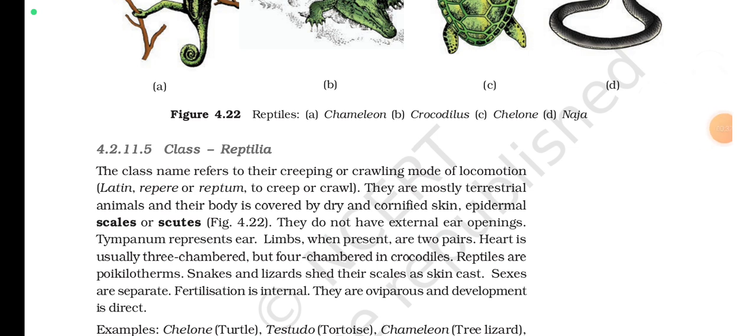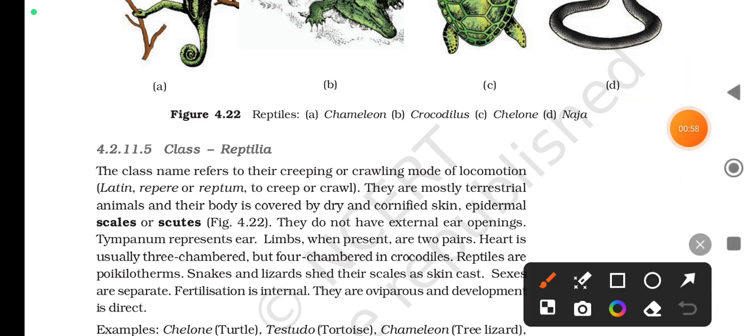Dear student, earlier we learned the class Amphibia, and I told you that amphibians have organisms which can survive in aquatic as well as in terrestrial habitat. But mostly the reptiles are terrestrial animals. Always remember. And then what is the next important thing? The reptiles' bodies are covered by dry and cornified skin, epidermal scales or scutes.